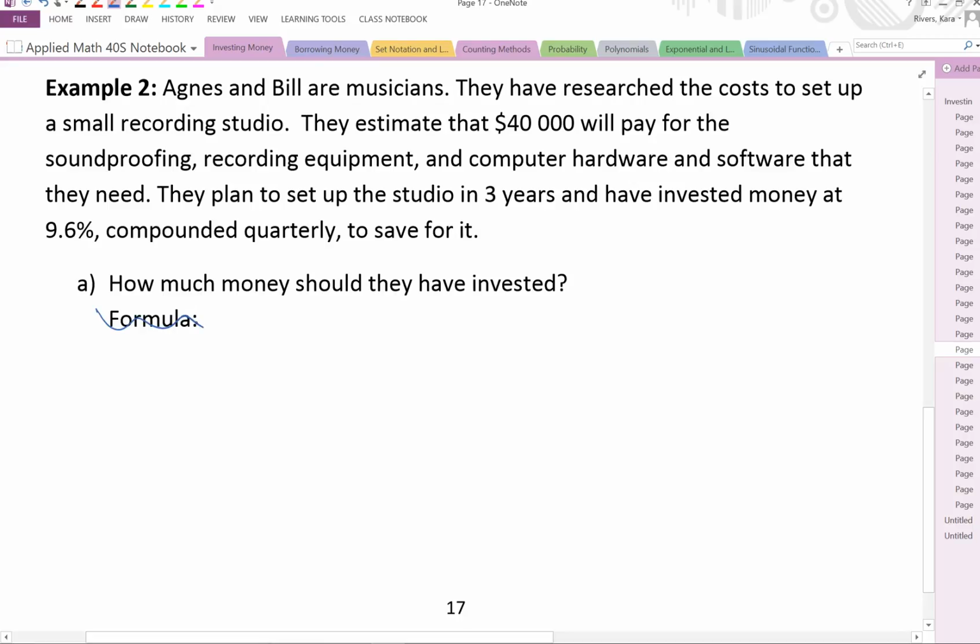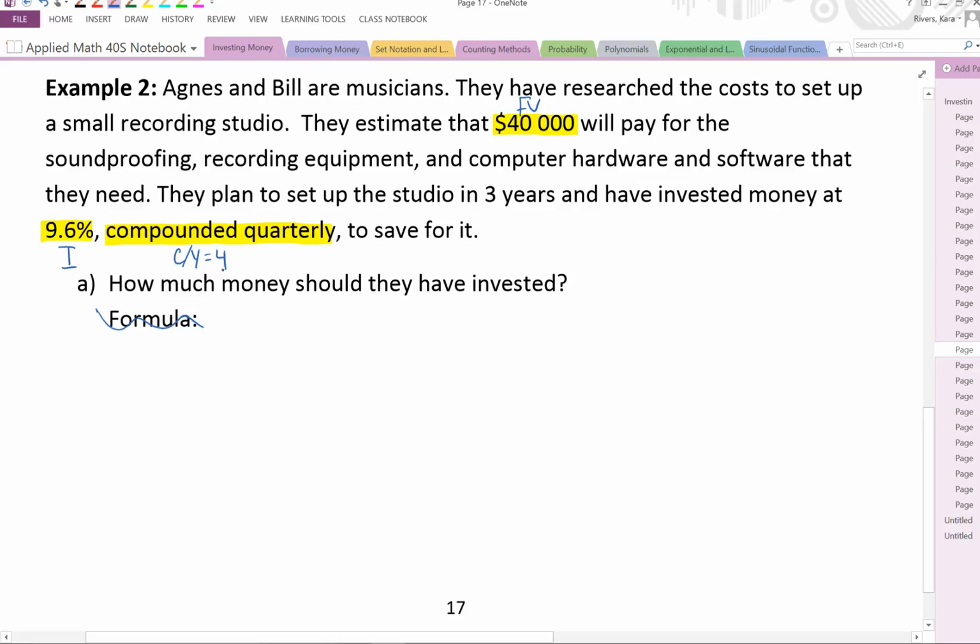So we're not going to do the formula, but we will use the TVM solver. So you're going to be flipping back and forth a little bit here. So in our TVM solver, you can just highlight some information here before we flip the page. We've got $40,000. That would be my future value, because that's what will pay for all of what we need. We've got 9.6%. That would be our I. And it's compounded quarterly. So C/Y is going to be 4.